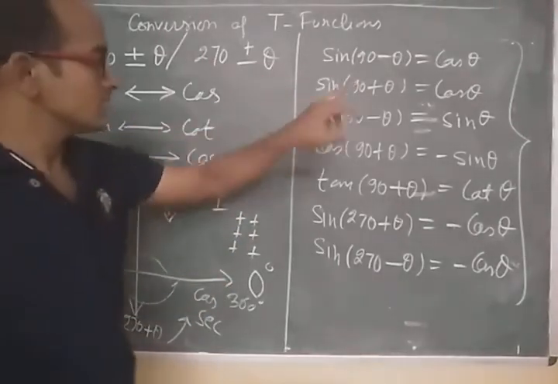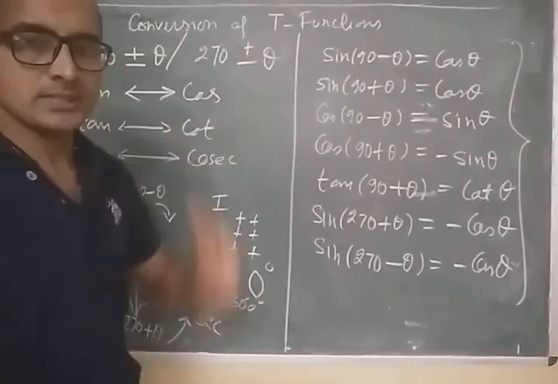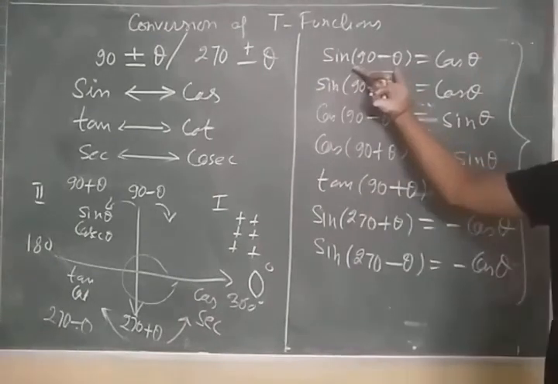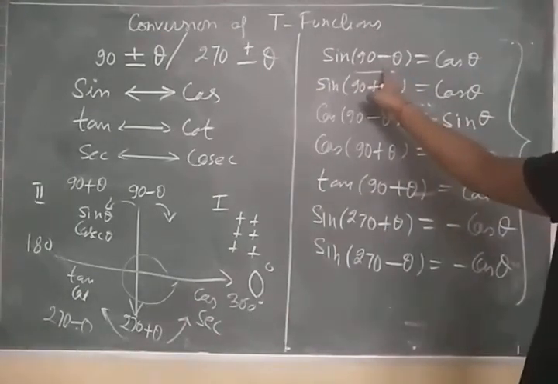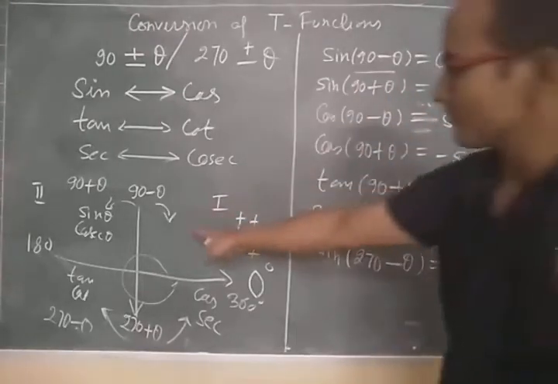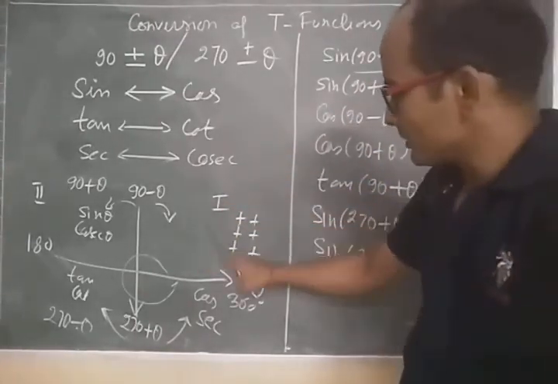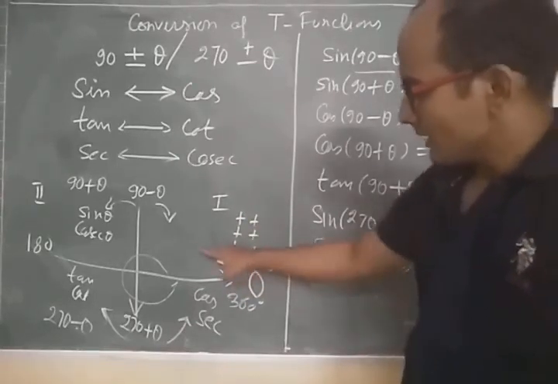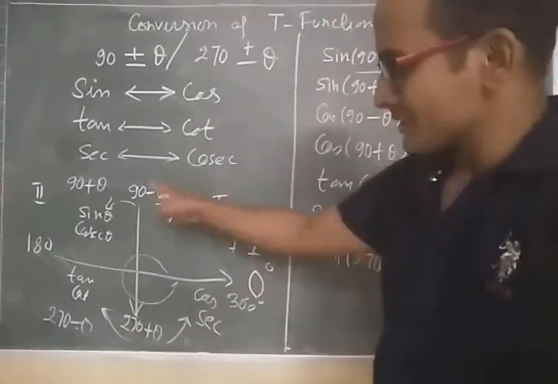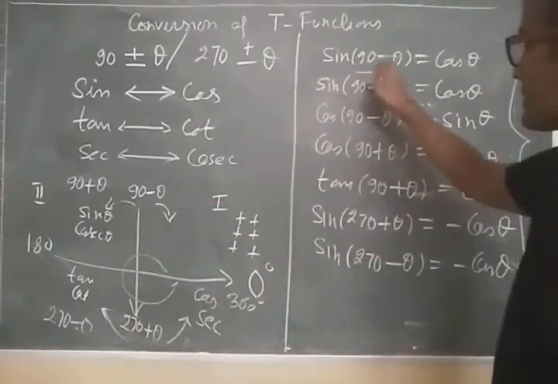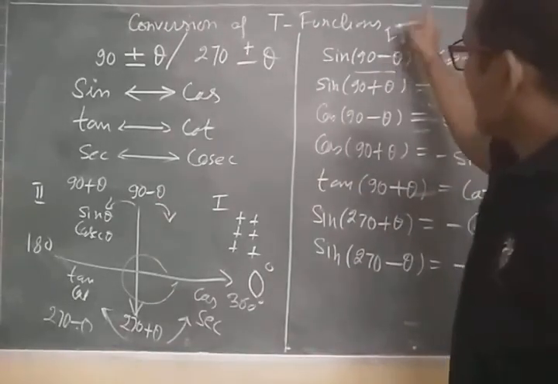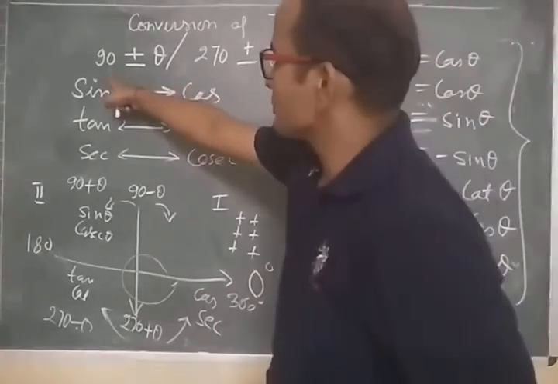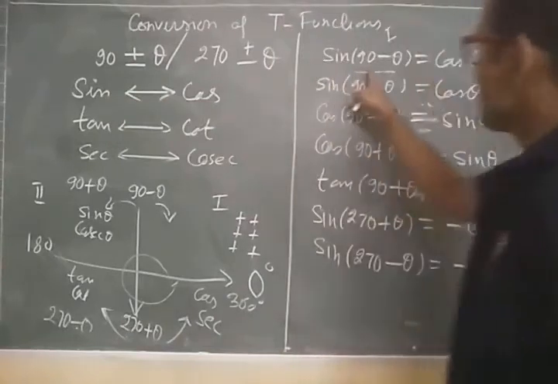Here are some examples. If you ask what is the value of sine 90 minus theta, what will you do first? You will check this angle first. 90 minus theta means the angle lies in the first quadrant. In the first quadrant, all six trigonometric functions are positive. So sine is also positive. But according to this rule, sine will convert into cos. So it will become cos theta.